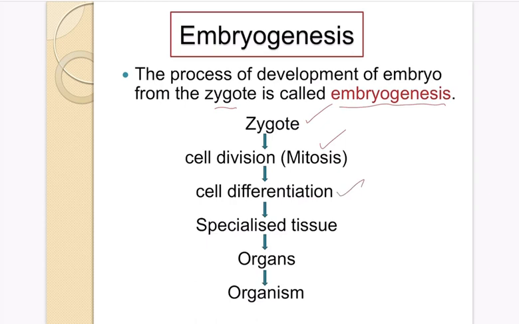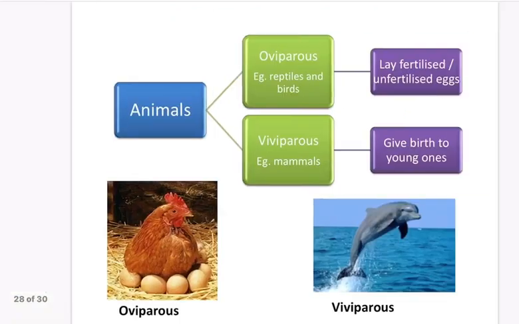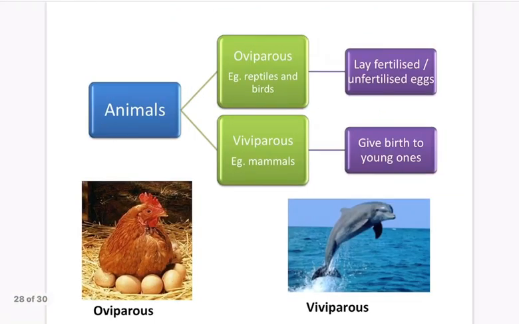Now the cells undergo a phenomenon called cell differentiation. Because of cell differentiation, specialized tissues will be formed. From those specialized tissues, special organs will be formed. As a whole, organism will be developed. This is how the embryogenesis helps in the formation of organism.